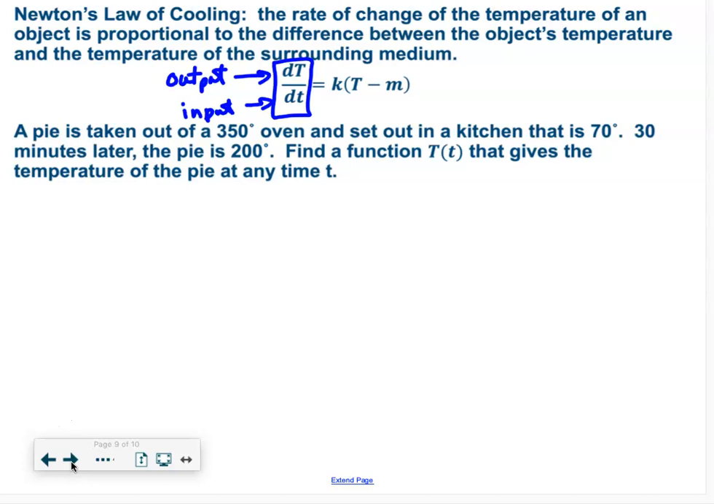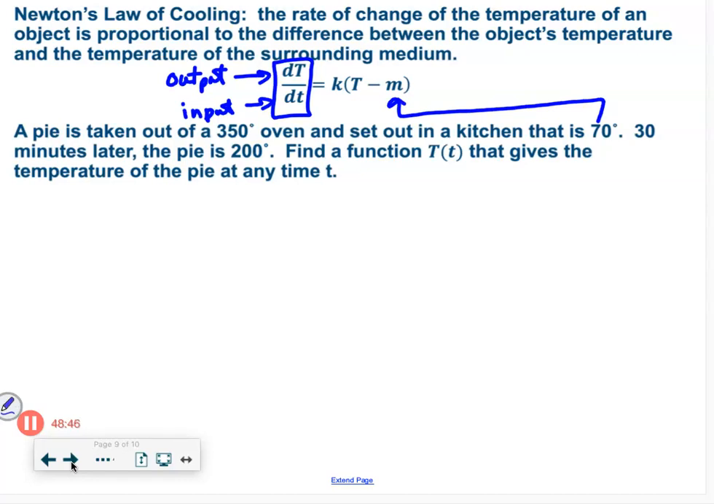Now, if you've been baking all day, the kitchen's probably gotten a little bit warmer because of the oven being on. However, the pie does not affect the temperature of the kitchen nearly as much as the kitchen affects the temperature of the pie. It's not like if I take a pie and walk outside that people walking around are going to go, whoa, is it hot out here, right? Okay. So the surrounding medium is considered to be a constant, and it's just the pie that gets acted on. So our M for this problem is 70 degrees, and we just consider it constant.